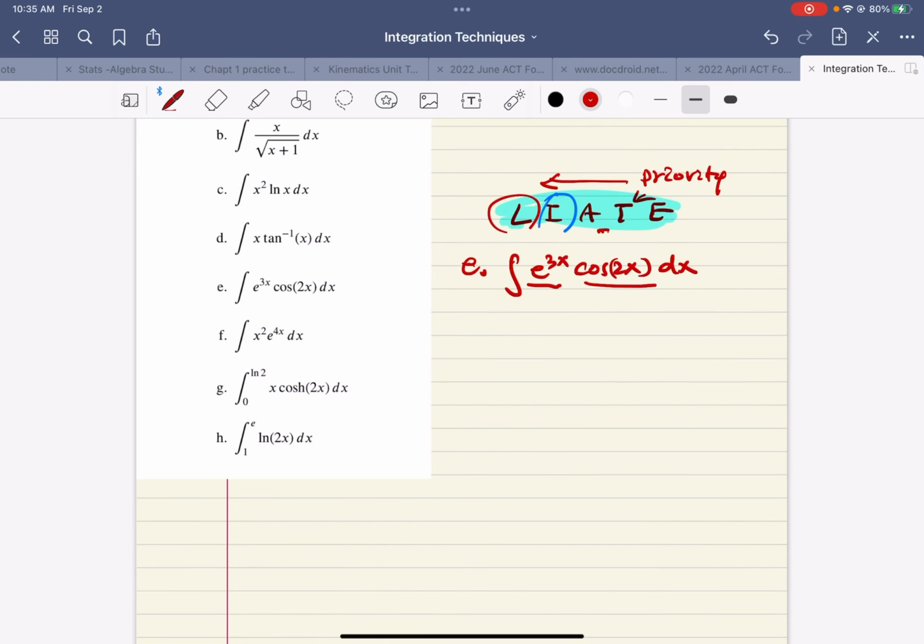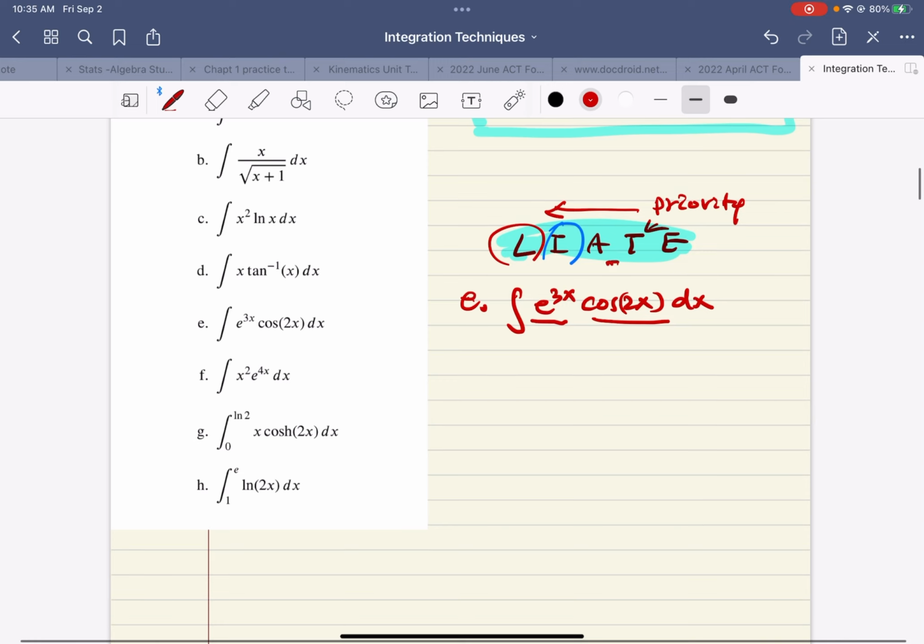Integral of e to the 3x and cosine 2x dx. So this one, if you use that priority, trigonometry has more priority. So u will be cosine 2x, right? And dv equals e to the 3x dx.